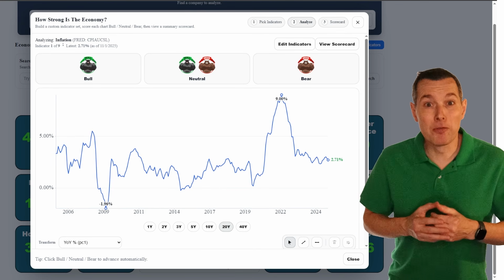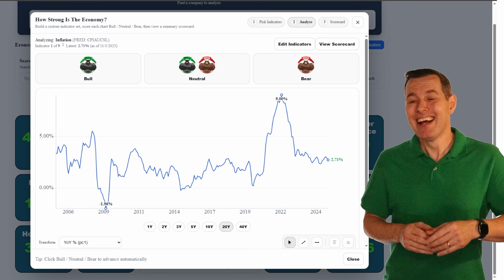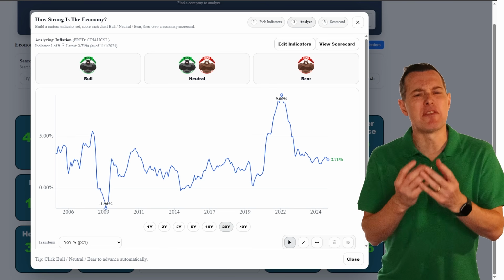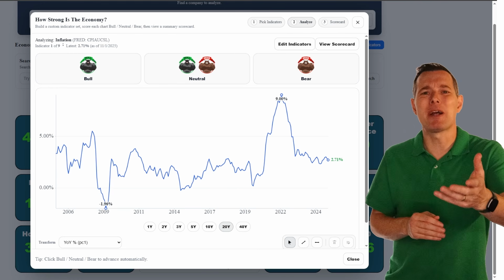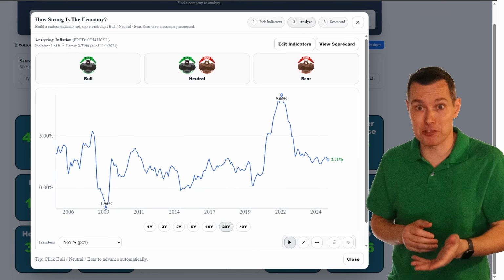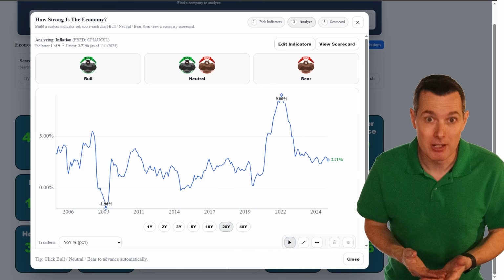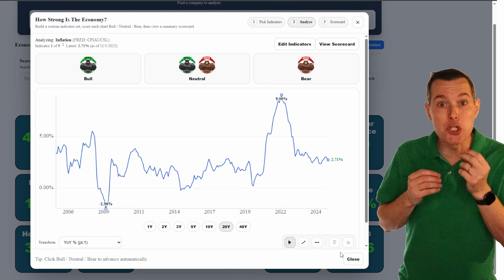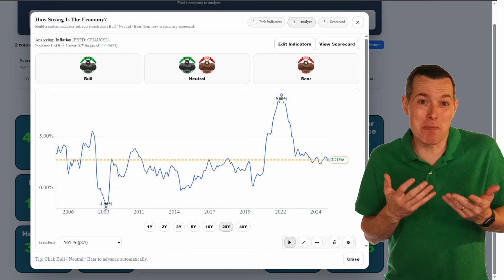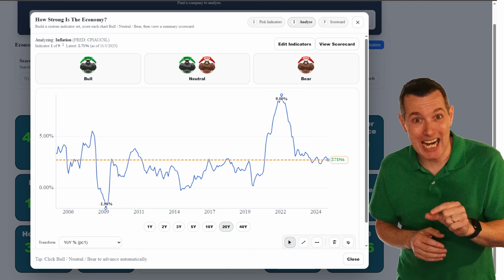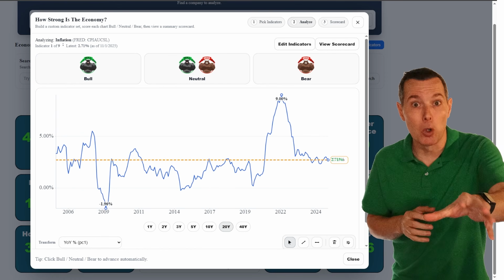We'll go through and look at each of the leading economic indicators. So for inflation, you can see here that it actually defaults to a 20-year chart. For a chart like inflation, it's far better to look at it from a bigger picture perspective. Instead of comparing it to last month's numbers or even last year's, how does it look relative to the long-term history? We can see that right now it's about 2.7%. So compared to the long-term average, it's a bit on the high end.